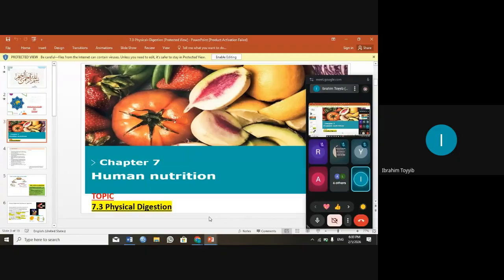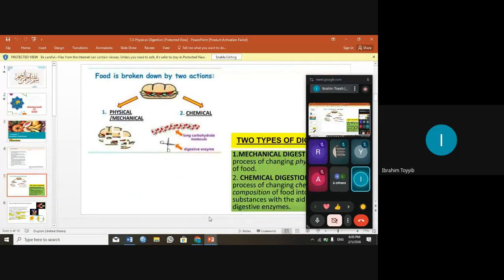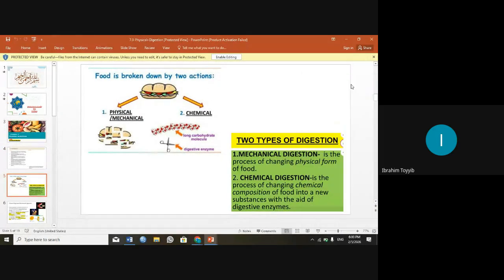Physical digestion. This slide is 19. So you can see physical digestion. Food is broken down by two actions: physical digestion and chemical digestion. So physical or mechanical, physical digestion and mechanical digestion are the same thing. So it's the process of what? Changing the food form. That is, you break it in your mouth with teeth. So whenever it is being passed through your esophagus to the stomach, the chemical digestion will now start.